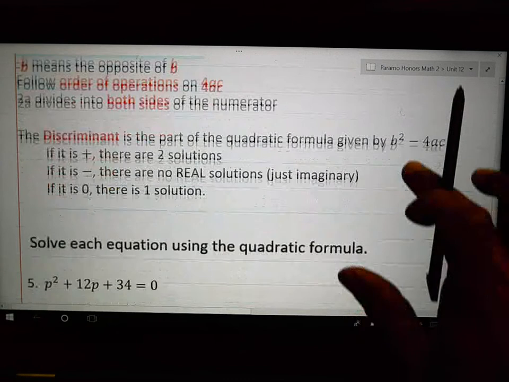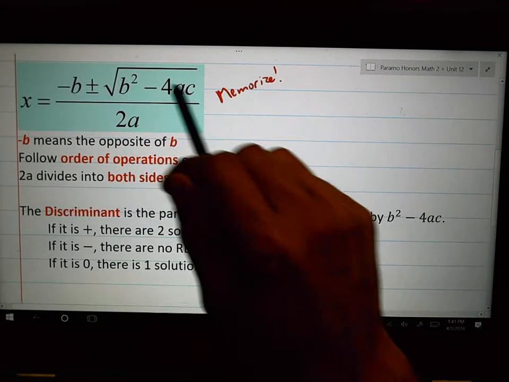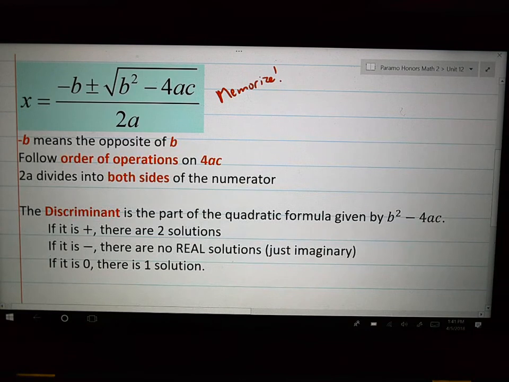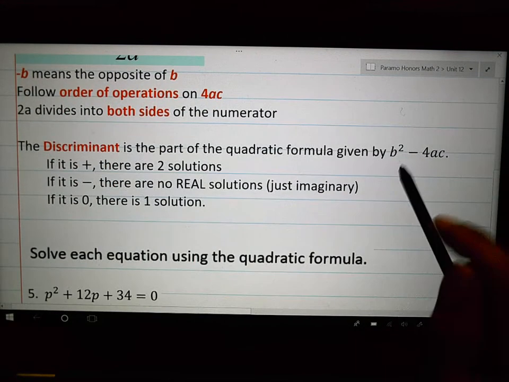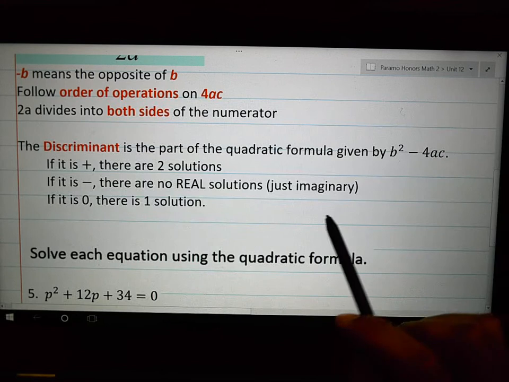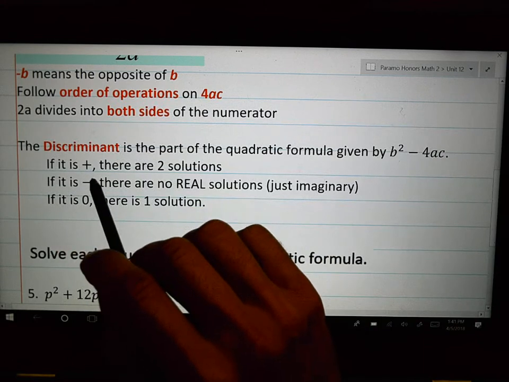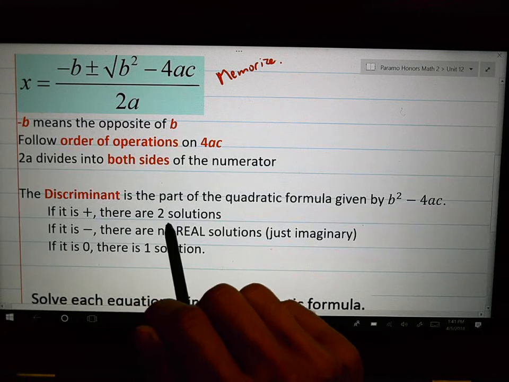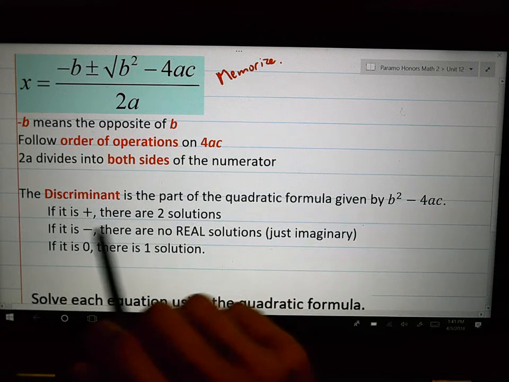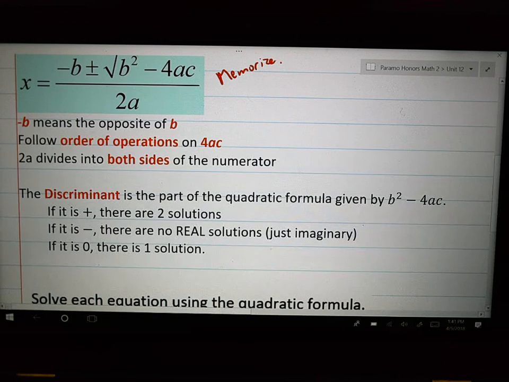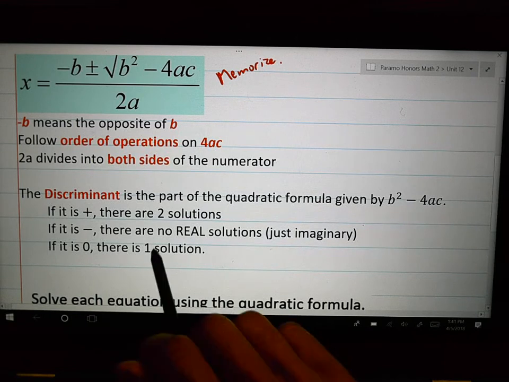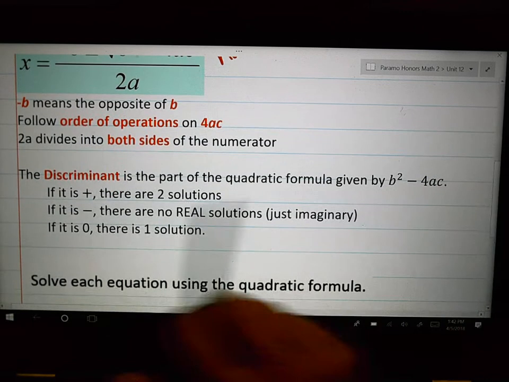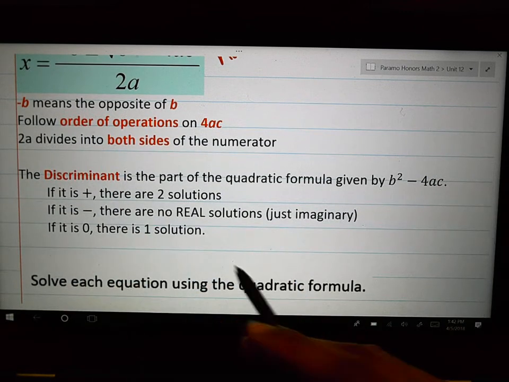Lastly, there's this thing called the discriminant. This piece is the discriminant. That's the name of that part of the quadratic formula. It is given by b squared minus 4ac. If that is a positive value, then you are square rooting something that's positive, and that will give you two solutions. If it's negative, you try to square root that negative value, and there's no real solutions. There's just imaginary ones, which we'll cover later today. By the way, if the discriminant is 0, there's only one solution.